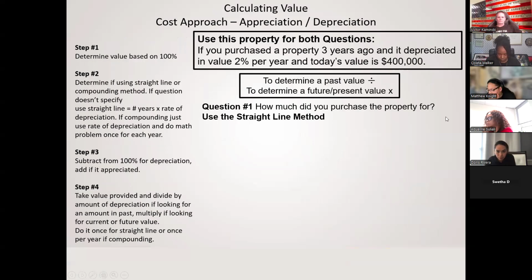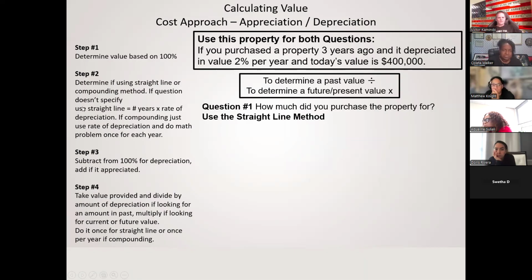So let me set up the question here, and I got some instructions on the left side here for you still so that you could follow along. If you purchased a property 3 years ago and it depreciated in value 2% per year, and today's value is $400,000, how much did you purchase the property for? Using the straight line method.